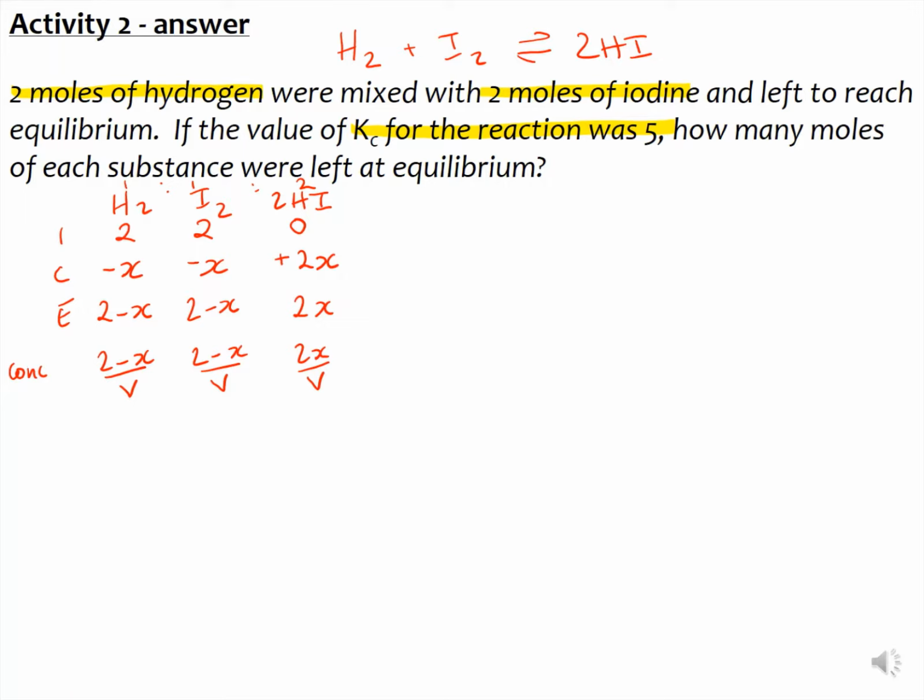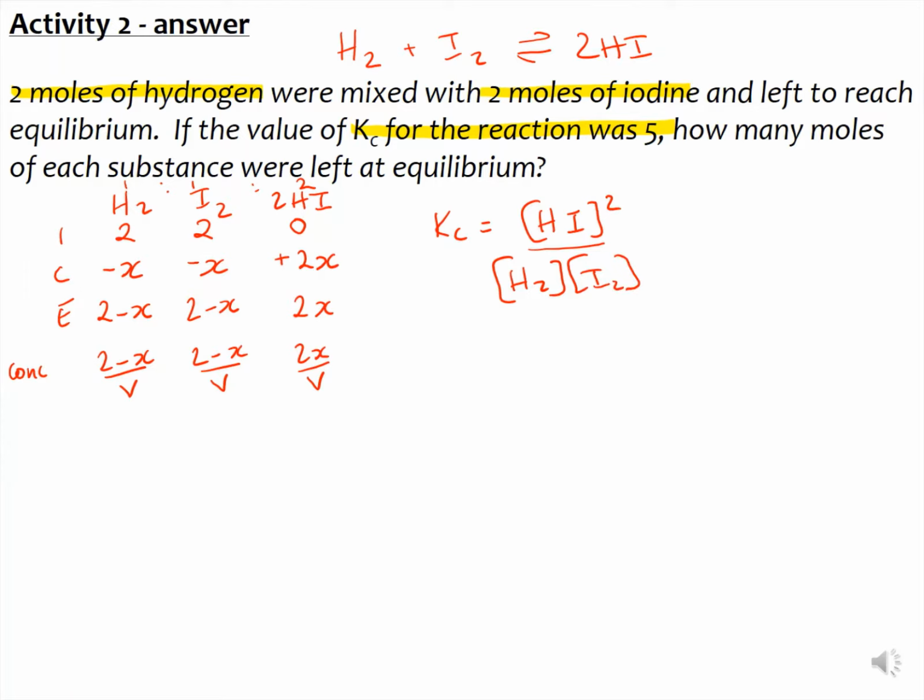So next thing we need to do is work out what our Kc expression is. We've done this before. So this is [HI] squared, because it's 2HI in the question, divided by [H2] times [I2]. And we can put our values in here.